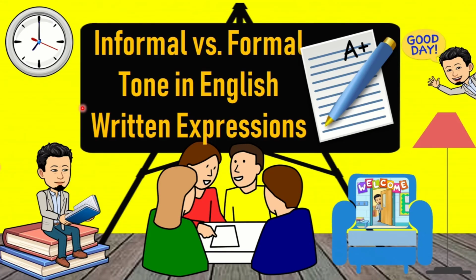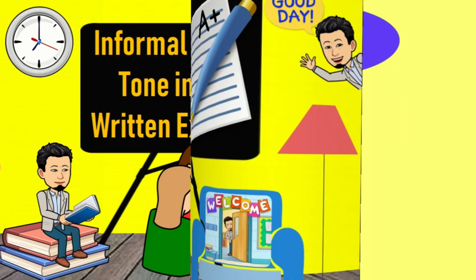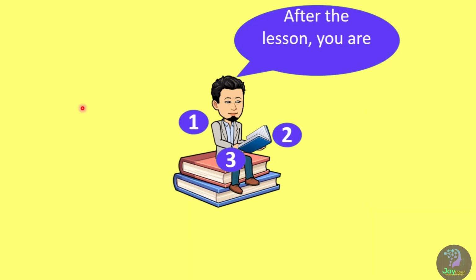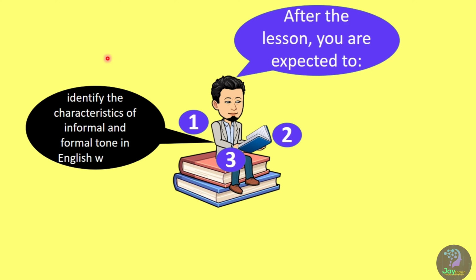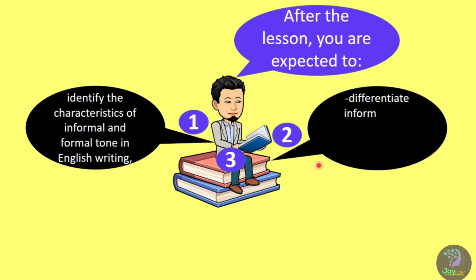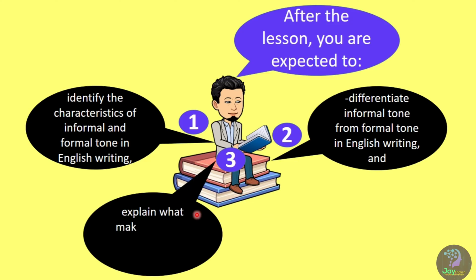In this lesson, you are going to learn informal and formal tone in English written expressions. After the lesson, you are expected to: first, identify the characteristics of informal and formal tone in English writing. Second, differentiate informal tone from formal tone in English writing. And last, explain what makes the given sentences formal or informal.